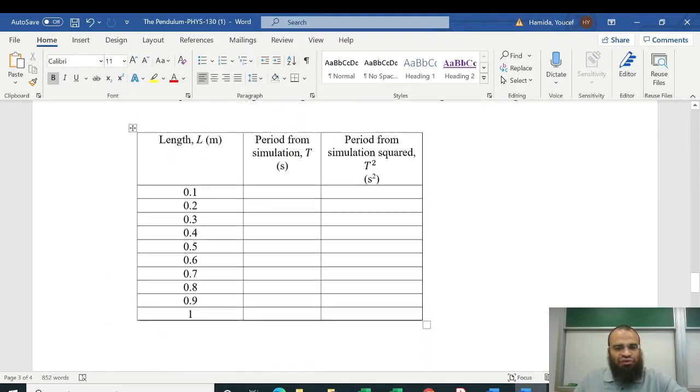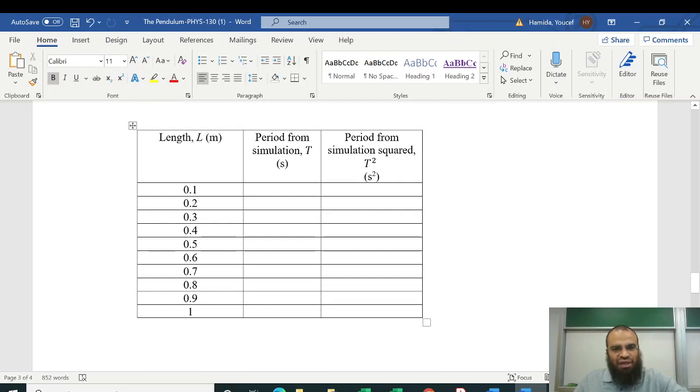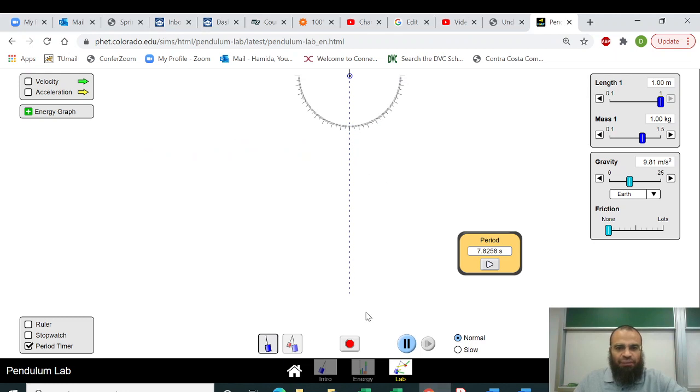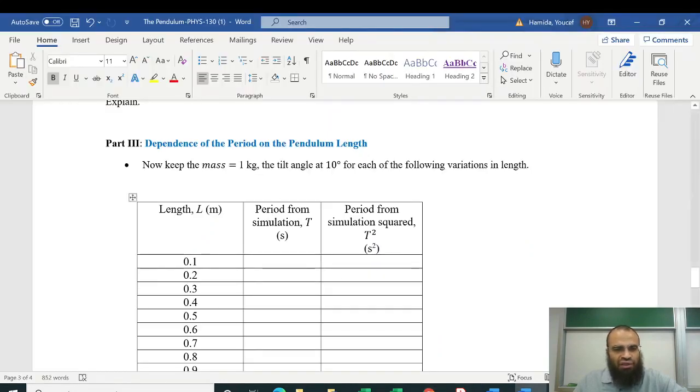And then I ask you to change the length now and then find the period. So keep the mass 1 kilogram. So let's go here. Where is this one? Oh, okay. Let's just pause it. Let's just make the angle 10 degrees and we're going to change, I think you tilt it by always 10 degrees and then change the length.